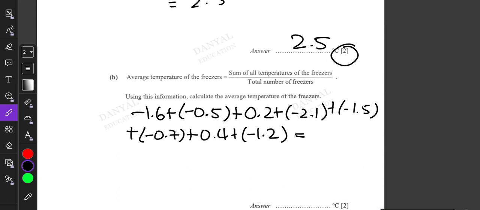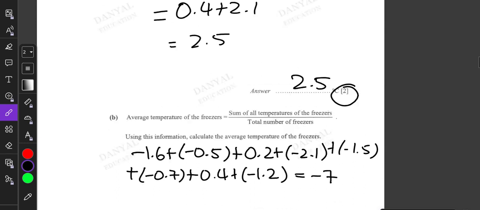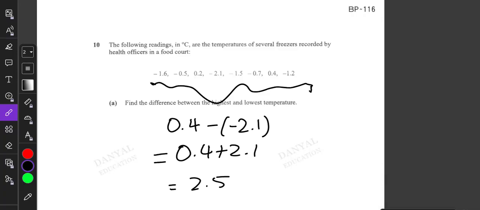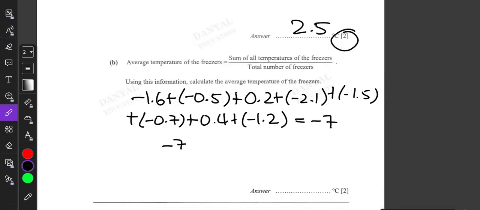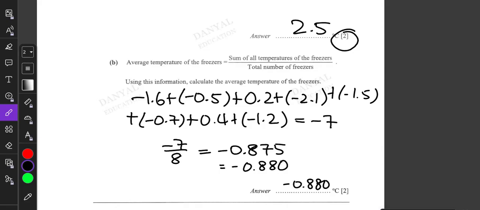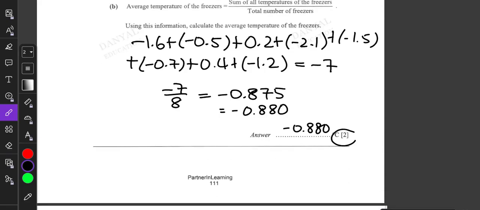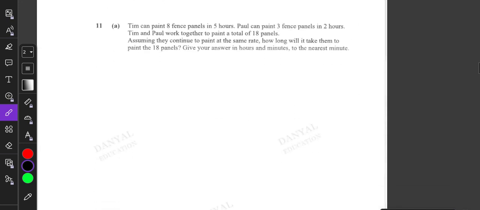So you get minus 7, right? And then there's a lot of temperatures, 1 2 3 4 5 6 7 8, so it'll be minus 7 over 8. Answer minus 0.875. Three significant places, so it'll be minus 0.880. Okay, next one.